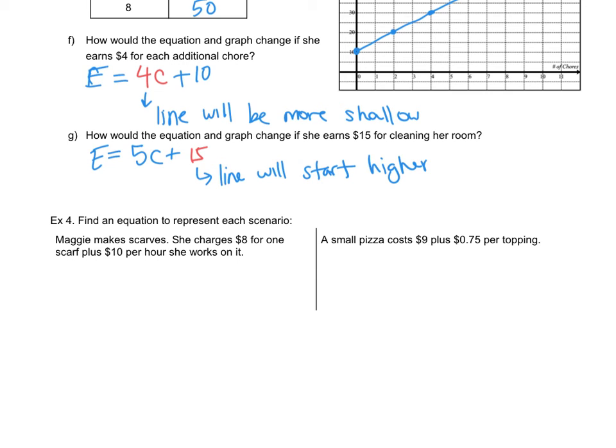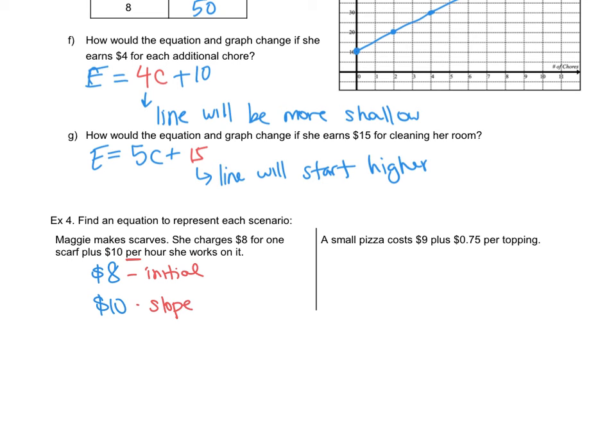Maggie makes scarves. She charges $8 for one scarf plus $10 per hour she works on it. I see 2 numbers. I have to figure out which one's the slope, which one's the y-intercept. So we have the $8 and we have the $10. The $8 is for one scarf, and then she gets $10 per hour. The fact that I see this per hour, that's telling me that 10 is the slope, which means 8 should be the initial value. So she gets $8 no matter what for the scarf.